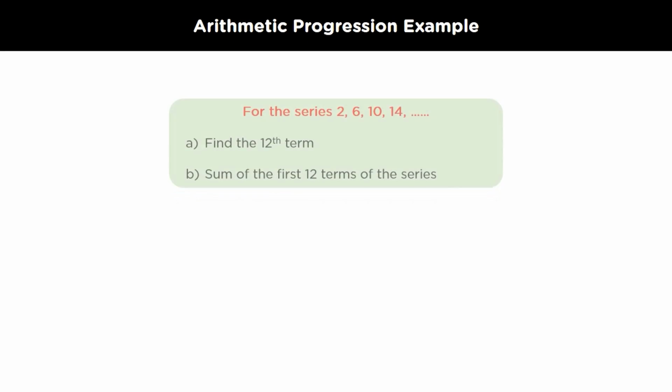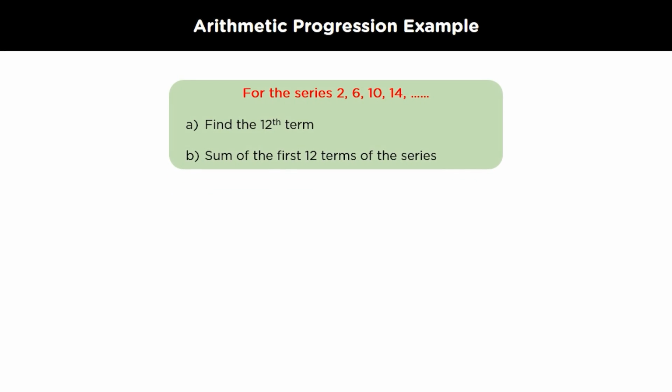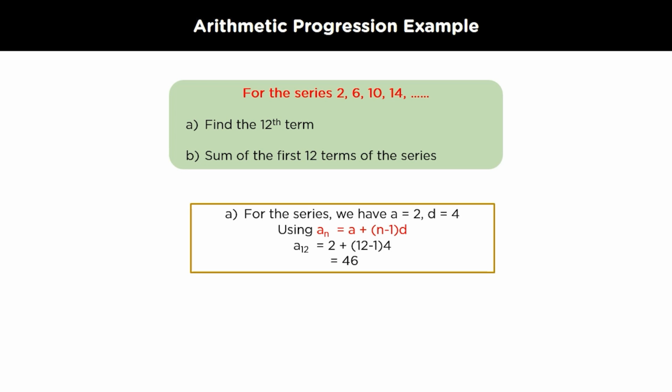Consider the following series: 2, 6, 10, 14. We have to find the 12th term and the sum of the first 12 terms of this series. So, to find the nth term, we'll use the formula an = a + (n - 1)d, where a is equal to 2, n is equal to 12, and the common difference is 4. Putting the values in the formula, we'll get the value to be 46. So the 12th term of this series will be 46.